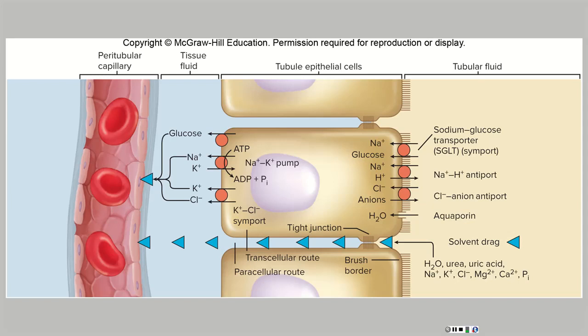Now here is the one that's actually in your book. This is on page 902 of your textbook. It's flipped on the other side. Over here is the tubule, here's the cell, here's the interstitium, and here's the capillary. And this shows more of those transporters, the symports, the antiports, that we've been talking about. So you can look through this and see the ones that we've mentioned so far.